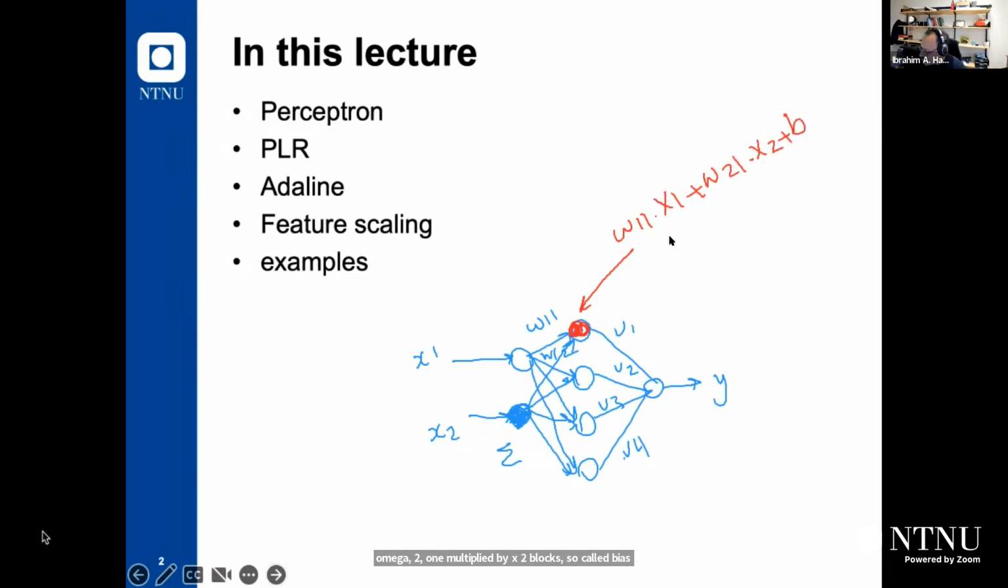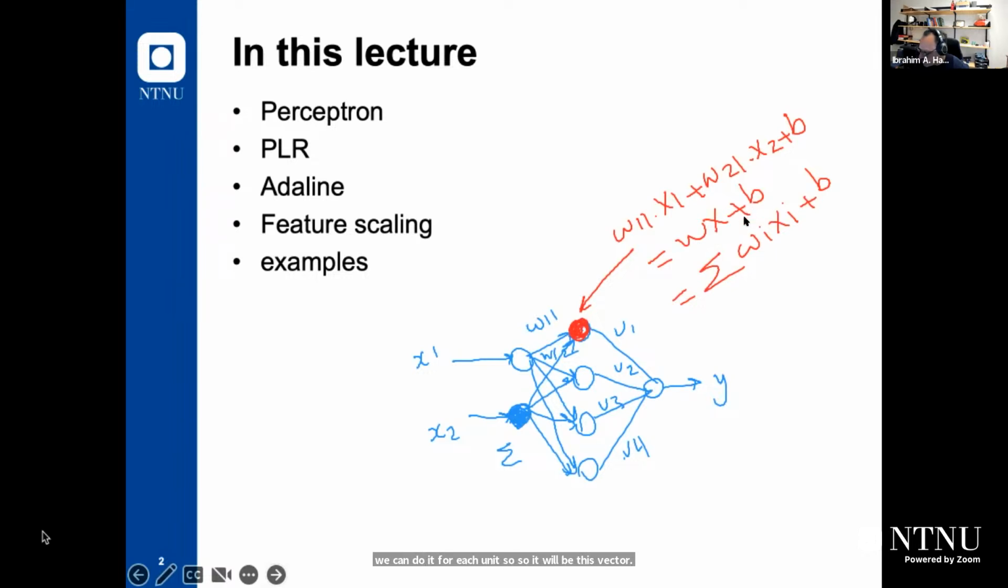If we need to write it in a more compact form, we can say omega x plus b, or the summation of omega i xi plus b. You can write it as you want, in fact. So we calculate the weighted sum. The idea here is that the input to this unit will be the weighted sum of inputs: omega 1 1 multiplied by x1 plus omega 2 1 multiplied by x2 plus bias. We can do it for each unit, so it will be a vector multiplication, omega multiplied by x plus b.